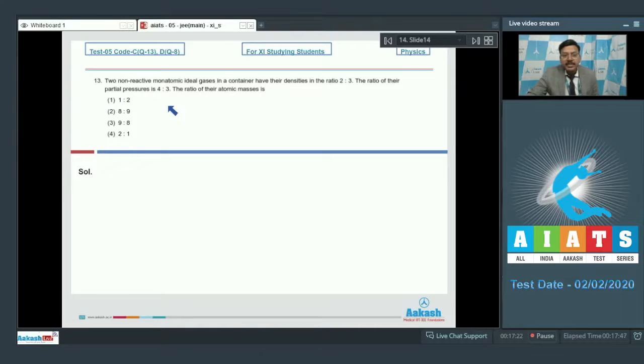The ratio of their partial pressures is 4:3. The ratio of their atomic masses is? Okay, so given this information that the densities are in the ratio 2:3 and the ratio of partial pressures is 4:3, we have to find the ratio of their atomic masses. So in fact, when the ratio of their partial pressures is 4:3, it means that the number of moles of 1 by number of moles of 2, N1 by N2, is 4/3. And this is coming from the ideal gas equation.